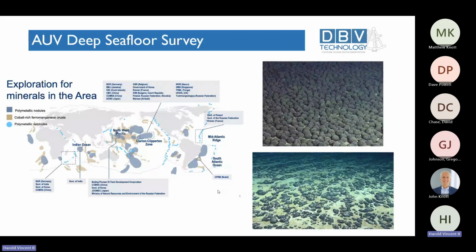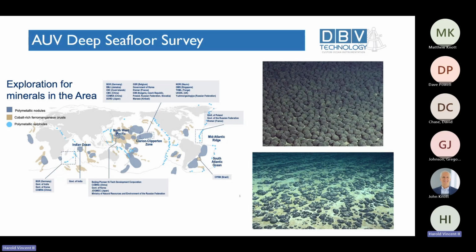Another application for the acoustic positioning and underwater vehicles would be conducting a deep seafloor survey. Why might you want to do this? Well, there's a lot of interest that has come and gone, and it's currently at the forefront now, which is deep ocean mining or deep sea mining or ocean minerals harvesting.